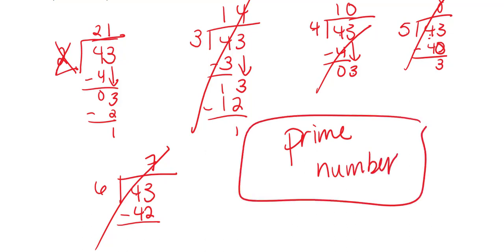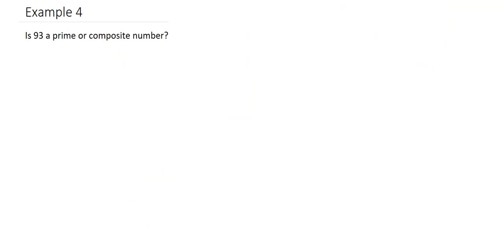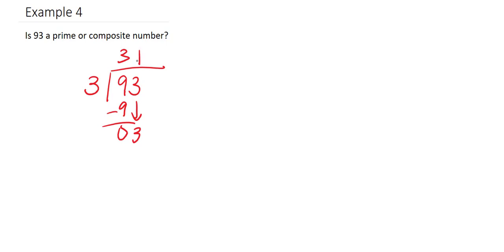Now let's go ahead and do the last example. Example 4, is 93 a prime or composite number? So let's go ahead and look. 93, well, we know it can't be broken down by 2 because it's not an even number. Anytime you divide something by 2, it needs to be even in order for it to come out to a whole number on the top. So let's try 3. So 3 can go into 9 3 times. We subtract, we get 0, bring down the 3. Well, 3 can go into 3 1 time.